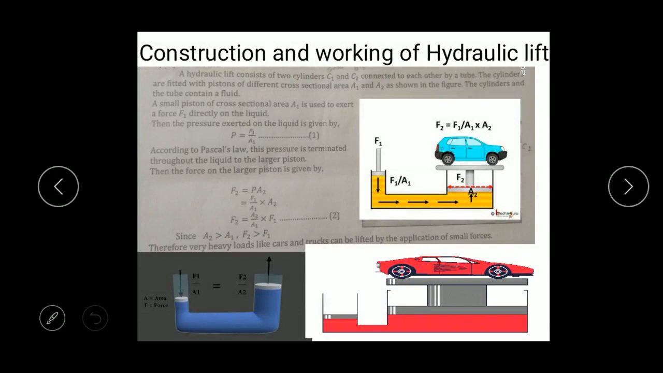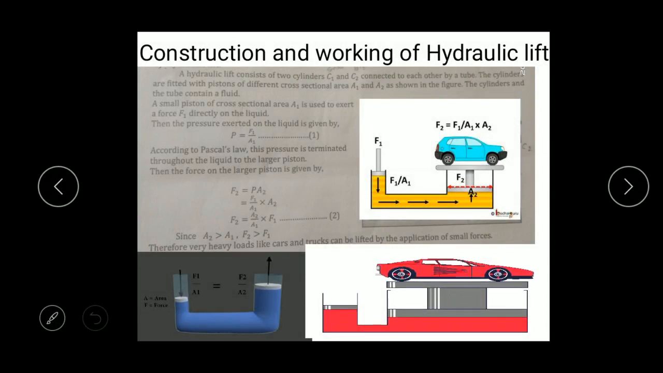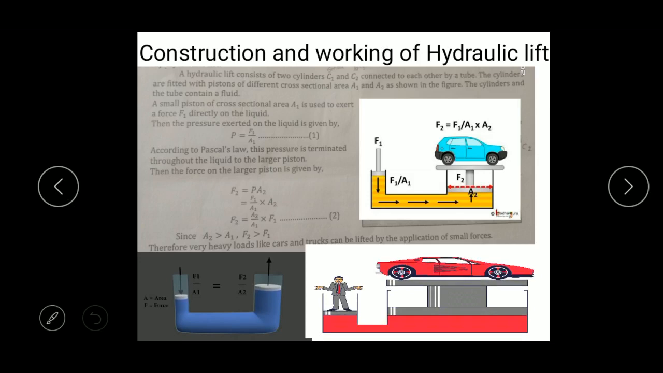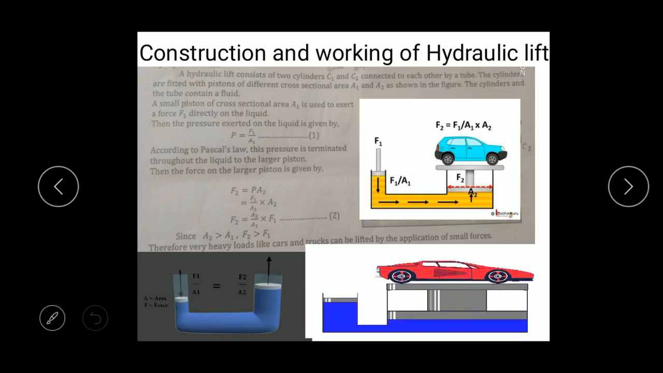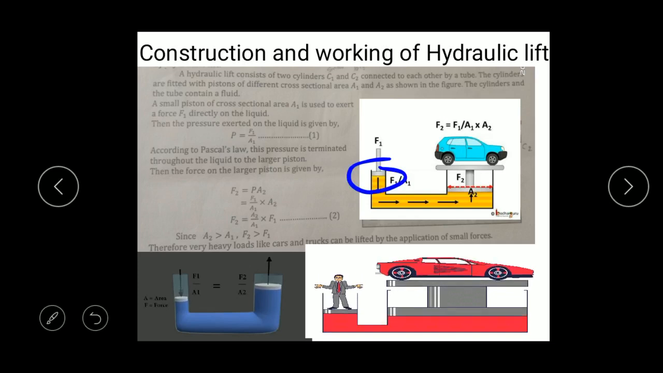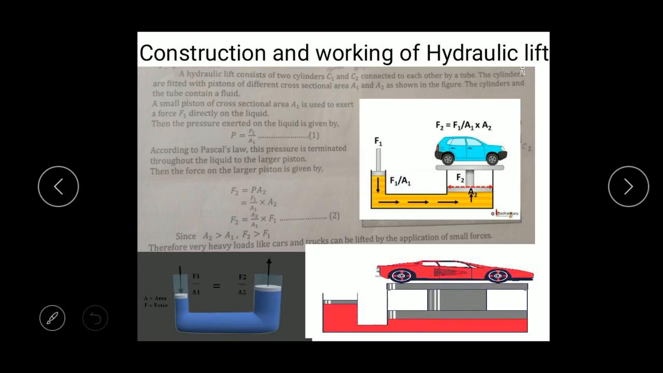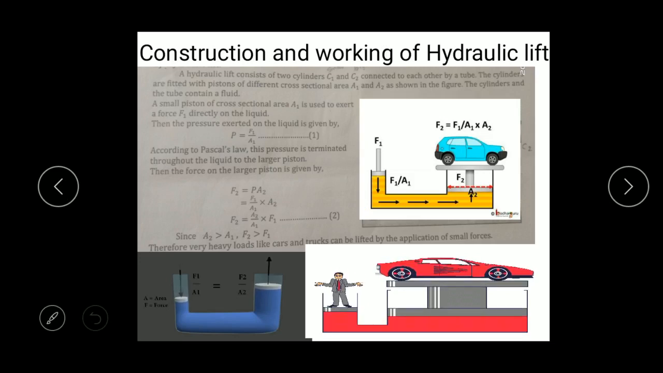These two cylinders are fitted with pistons of different cross-sectional area A1 and A2 as shown in the figure here. A small piston of cross-sectional area A1 is used to exert a force F1 directly on the liquid. So here this is a small piston of cross-sectional area A1 which exerts a force F1 on the liquid, right?